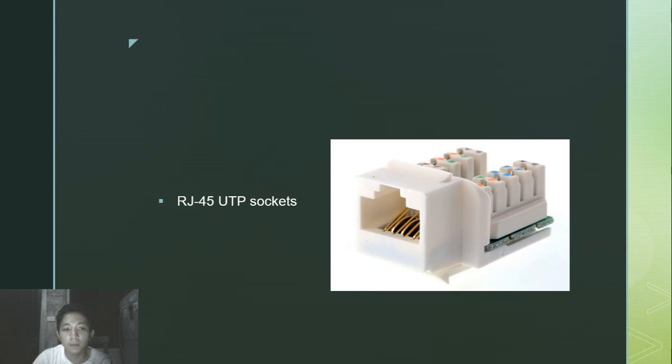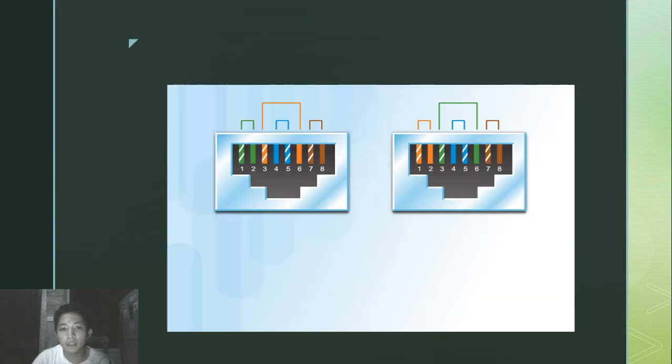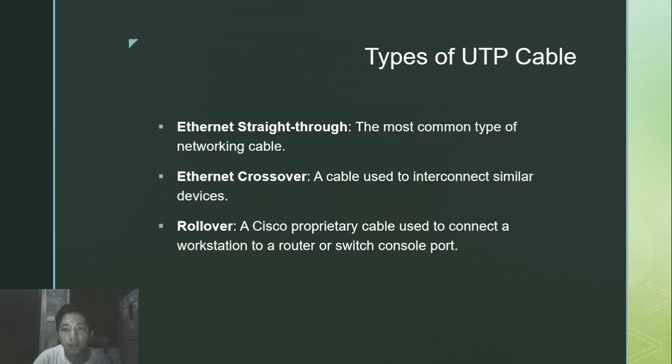The RJ45 UTP sockets. Types of UTP cable: Ethernet straight-through, the most common type of networking cable. Ethernet crossover, a cable used to interconnect similar devices.